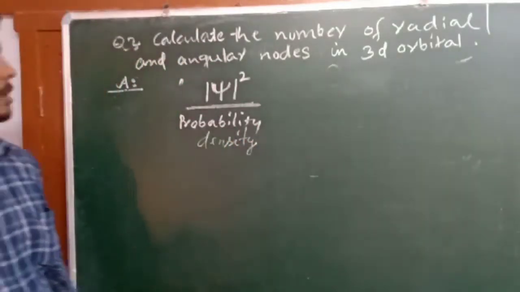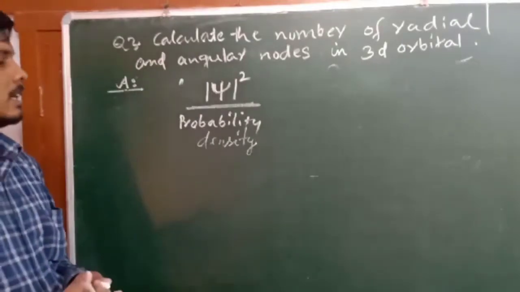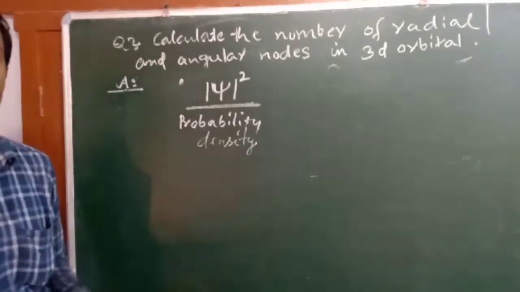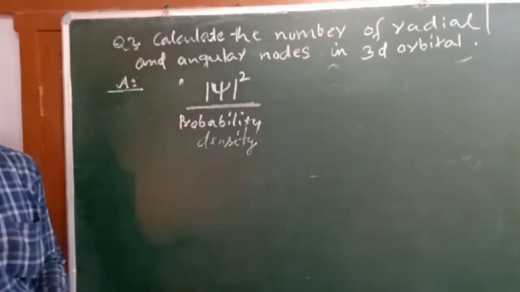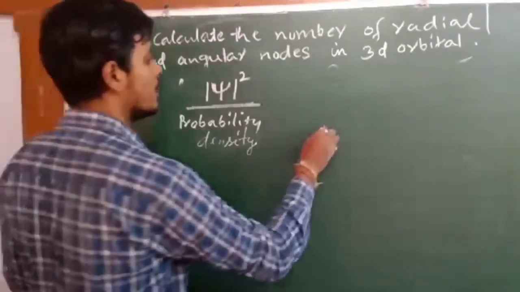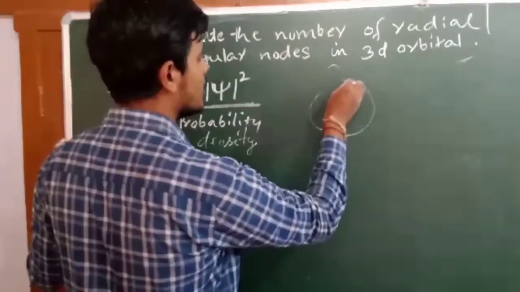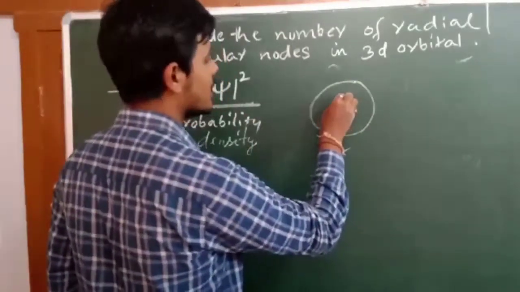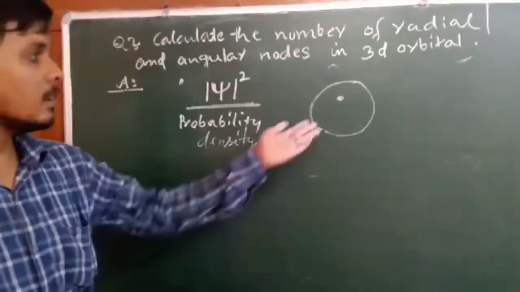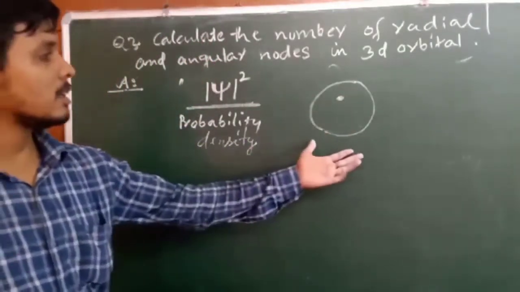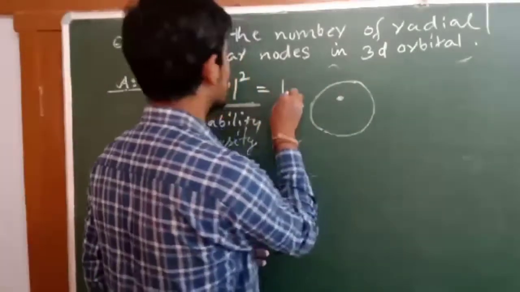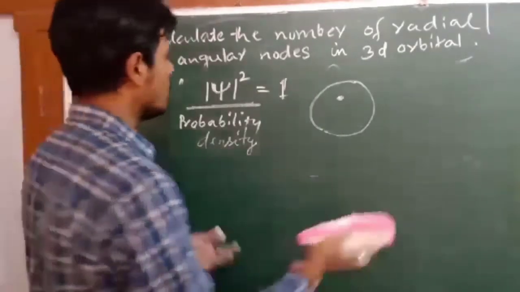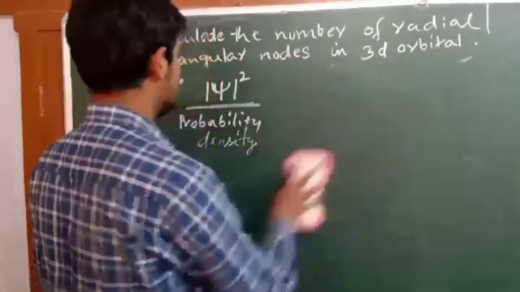So psi square is called probability density. Psi square is the probability of finding an electron per unit volume. That is why we call it probability density. So if I have an atom, there is an electron inside the atom. What is the total probability of finding an electron inside this atom? Since this electron is inside the atom, the total probability will always be 1. So if I take the atom as a whole, the total probability of finding the electron in the atom will be 1.